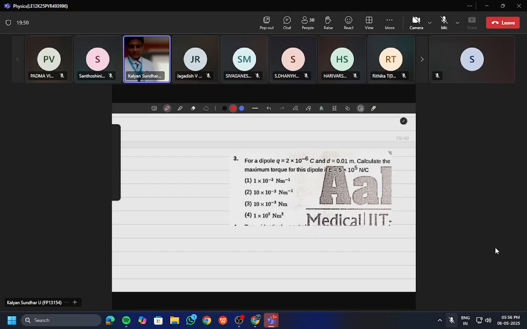Right. For the dipole, we have to find the torque with another formula. Tau is equal to P sin theta. So tau will be equal to PE sin theta. The torque will be maximum when theta is equal to 90 degrees. So tau will be the maximum torque, which they have asked. So it will be PE. So what is P? Charge into distance between them.